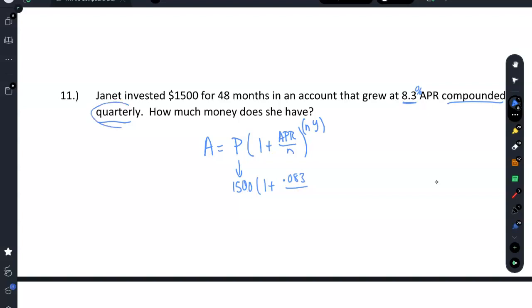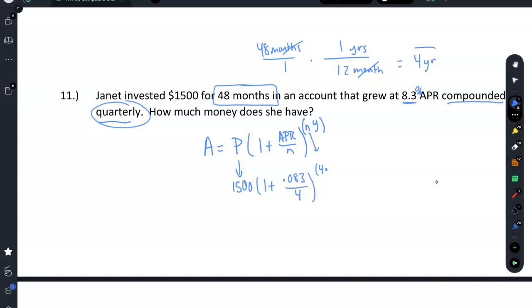The number of times compounded was quarterly, and we can look back at the chart, but quarterly means 4 for our N. And then up here, the N is 4 again, and the years, this time was 48 months, so we can do 48 months divided by 12 months. That gives us our years. So that gives us 4 years when you convert months to years. So that's going to be a 4 here for my Y.